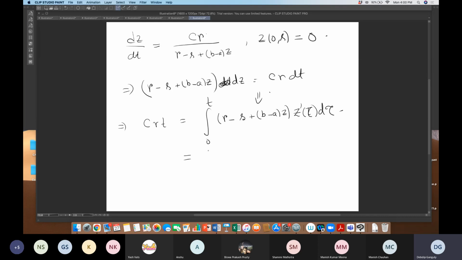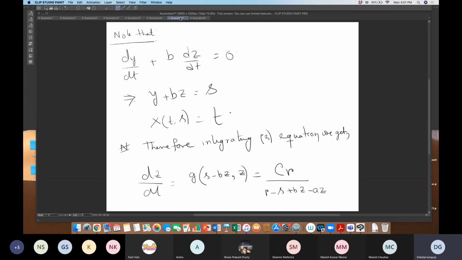Okay, if I do the integration, it is very simple. R minus s z, I can write z into z tau as half into derivative of z square. If I write that, then by the first fundamental theorem of integral calculus, I will get half into b minus a, and I have to use this property into z square. So I will get r minus s. What is r minus s?